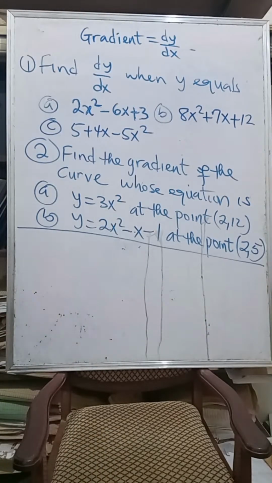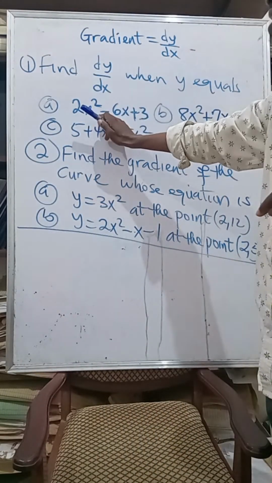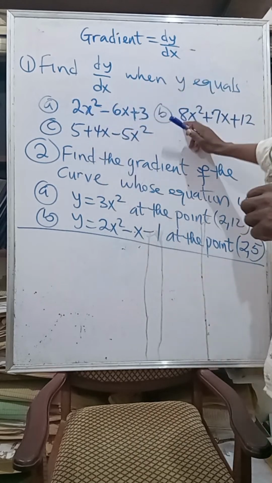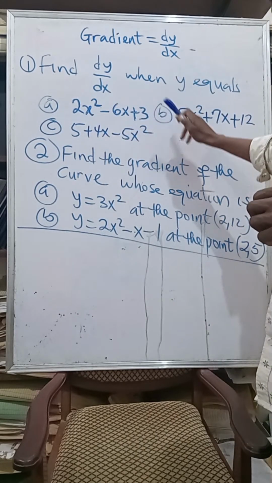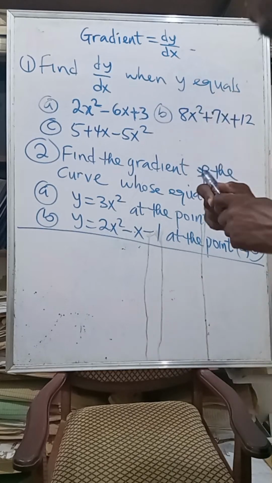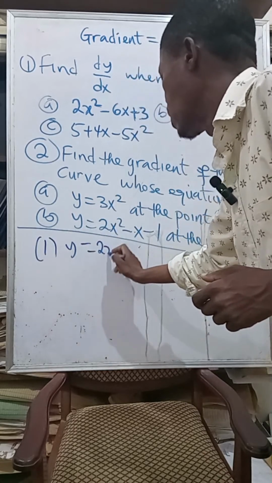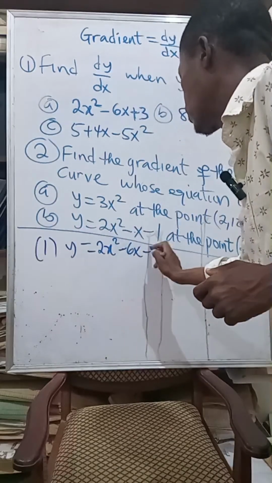For the next one, we are told to find dy/dx when y equals, for a, we have y as this, for b, we have y as this, for c, we have y as this. Let's quickly look at that without wasting time. The first one, number 1, y is equal to 2x squared minus 6x plus 3.